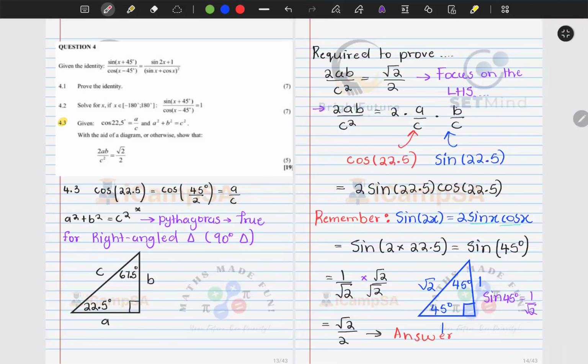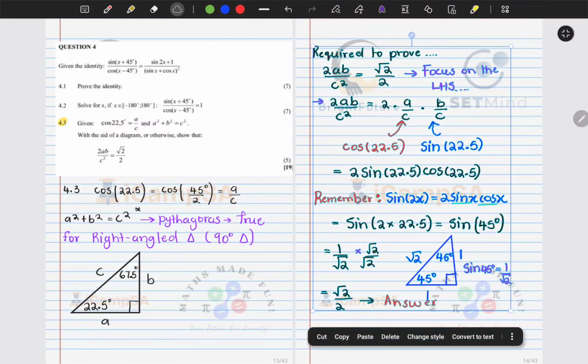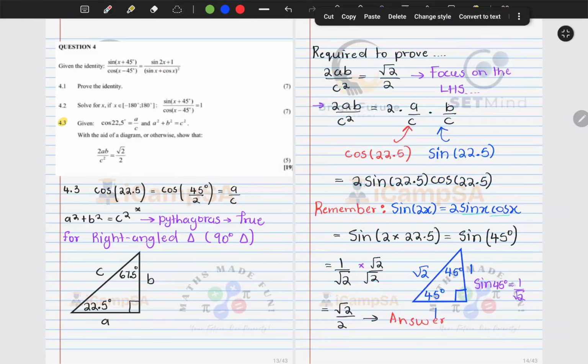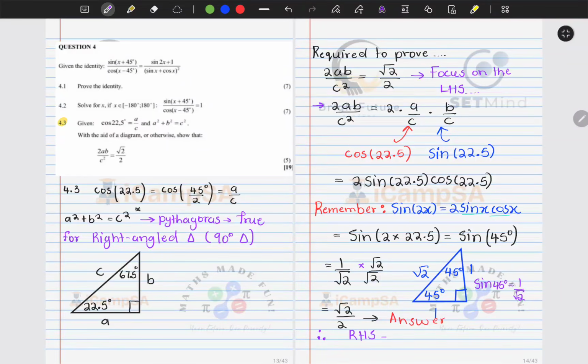And now you can clearly see that indeed our left-hand side is equal to our right-hand side. So we are very happy because at this point we would have gotten all the marks that are there to be gotten. So therefore, our right-hand side is equal to the left-hand side. So done with this question. Let's move on to the next one.